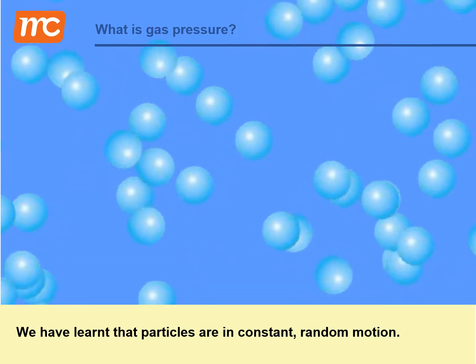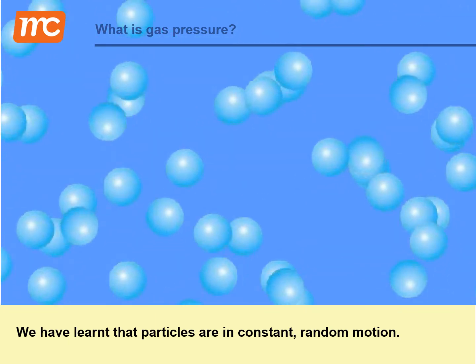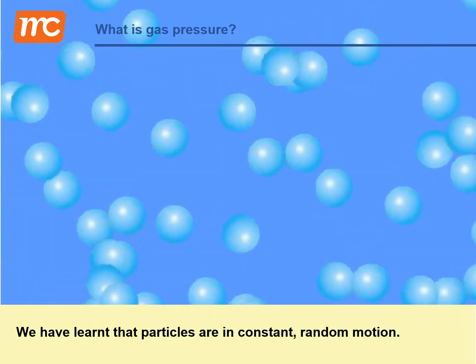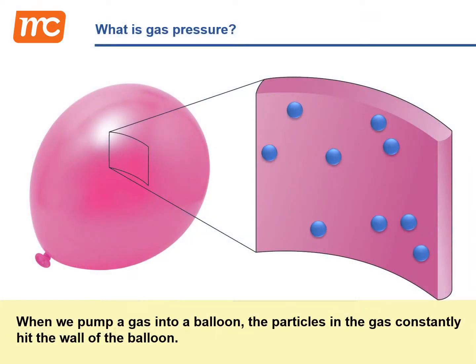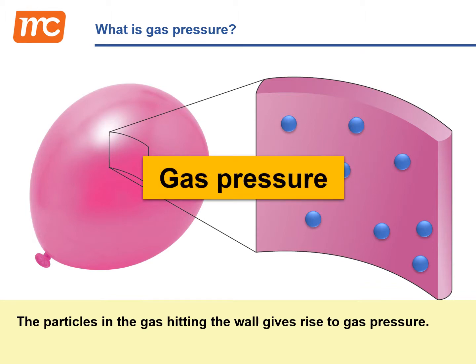We have learnt that particles are in constant, random motion. When we pump a gas into a balloon, the particles in the gas constantly hit the wall of the balloon. The particles in the gas hitting the wall gives rise to gas pressure.